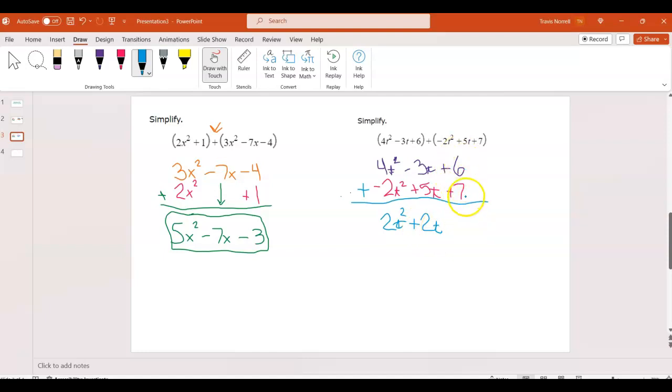And last, signs are the same. They're both positive, so we'll keep the positive sign, plus 13. 2t squared plus 2t plus 13.